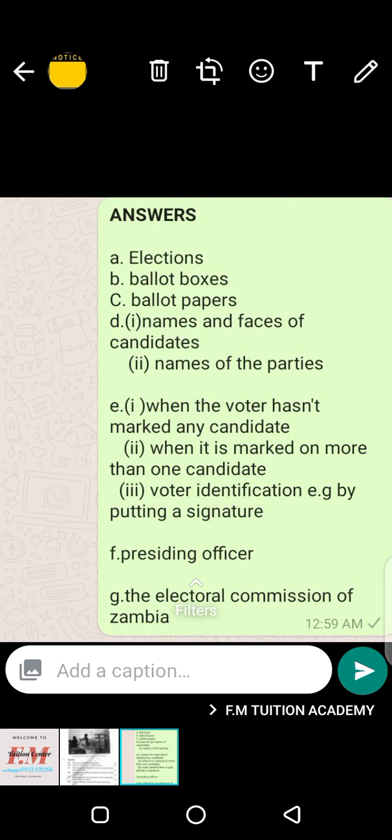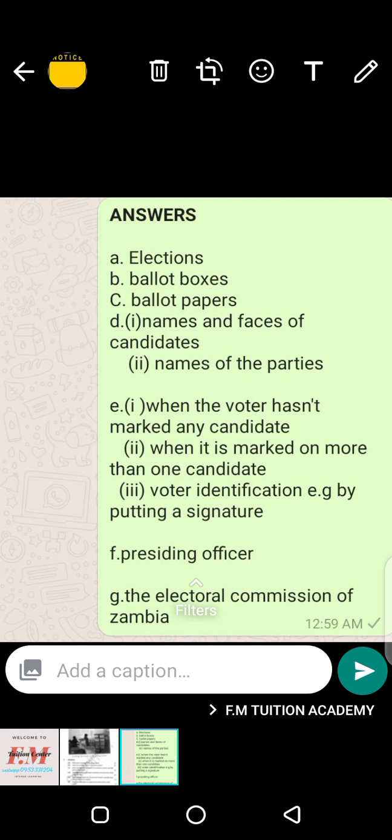2, when it is marked on more than one candidate. So when a voter marks 2 people on that ballot paper, it is rejected because you are only permitted to mark 1 person. So when a voter marks more than 1 person, that ballot paper is rejected.